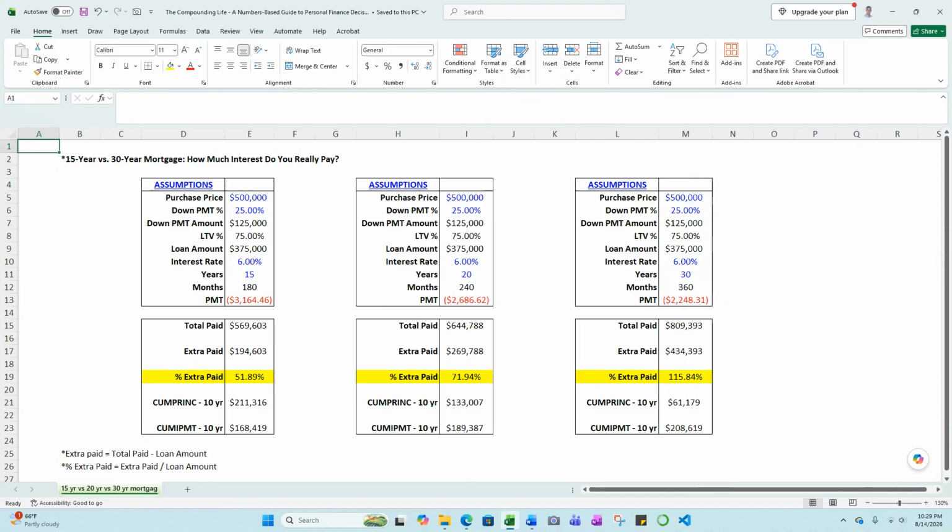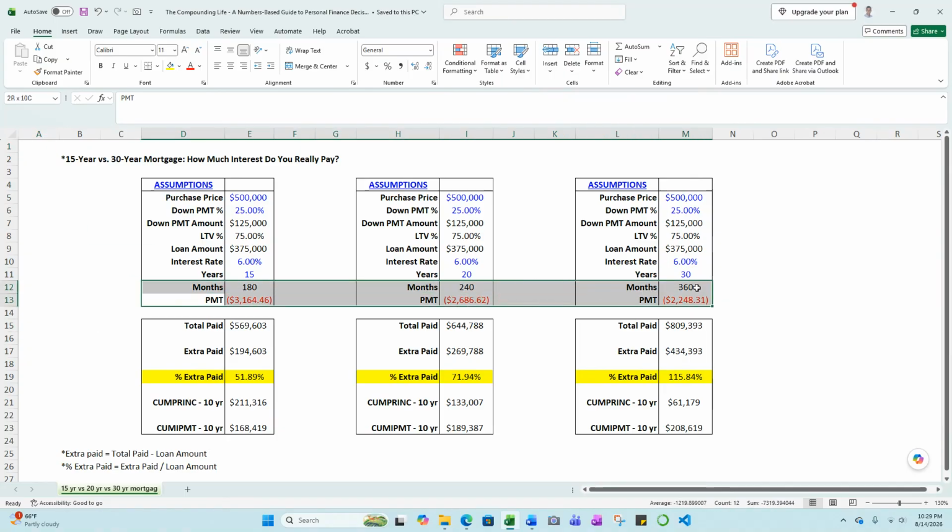So let's just begin with our assumptions. We have a purchase price of $500,000, a down payment percentage of 25%, a down payment amount of $125,000, loan to value of 75%, a loan amount of $375,000, and an interest rate of 6%. The years are 15, 20, and 30. And then we have our payment amounts on a monthly basis right across here in each of the three scenarios.